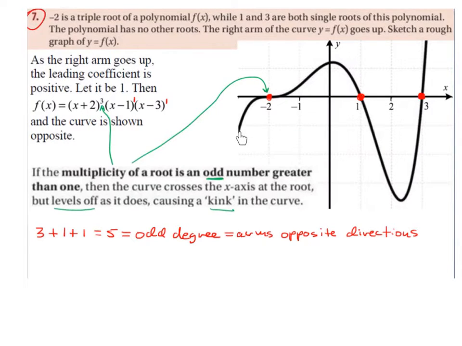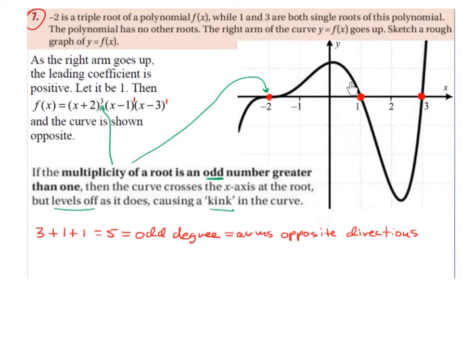So we start off on the bottom left because we have to the power of 5, which is an odd degree. So we have our arm starting down. And we're going up until we get to minus 2. And then there's a kink in the curve. It flattens out and then it goes up again. It doesn't matter how high up it goes on the y-axis.